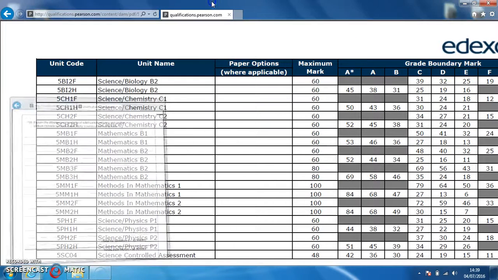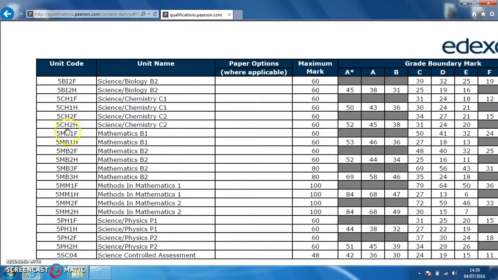You might be wondering what the grade boundaries look like for this one. So we're here, the chemistry, unit 2 higher. Go across to here. So you need 52 out of 60 for an A star. If you got 45 to 51, then you're looking at an A. If you got 38 to 44, you got a B. If you got 31 to 37, you got a C. If you get 24 to 30, it's a D. And if you get 20 to 24, then you got an E. Anything below that would be an ungraded mark. So hopefully you can see what you can do.